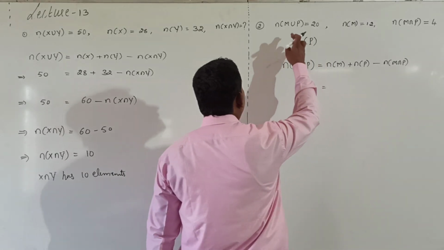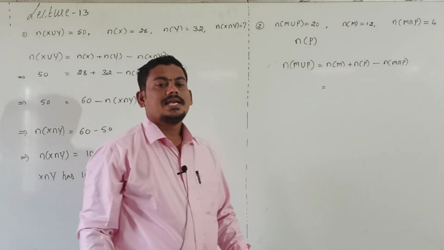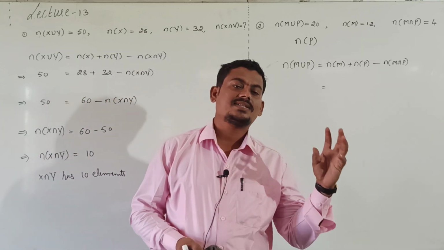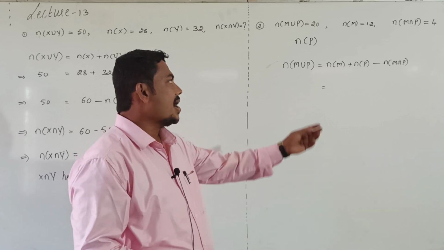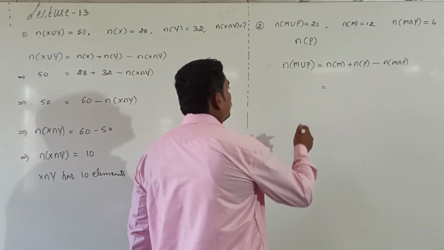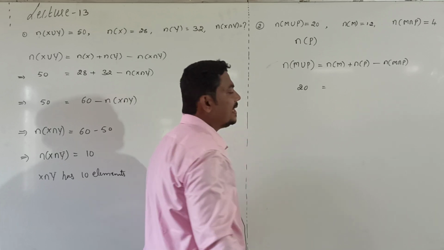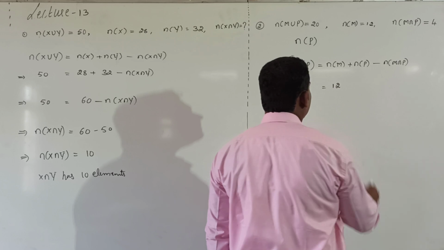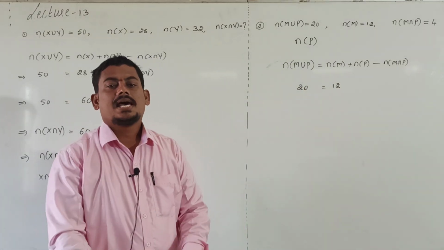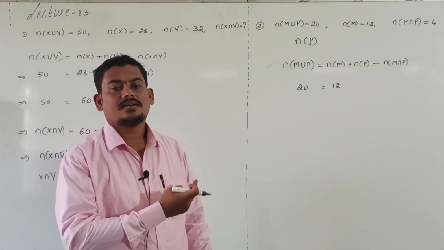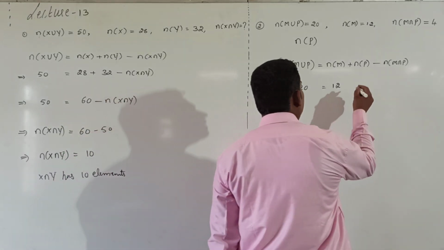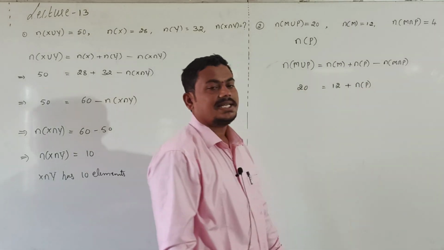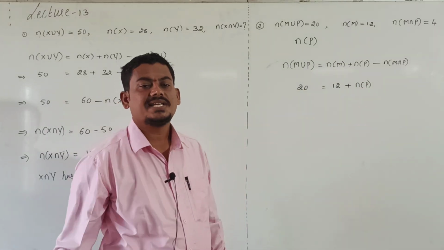What have they given? n(M union P). M union P means the number of teachers who teach physics or mathematics. Union means "or". That is given as 20. That's equal to n(M), which is given. n(M) stands for the number of teachers who teach mathematics, that is 12. n(P) is our unknown quantity. We need to find the number of teachers who teach physics.